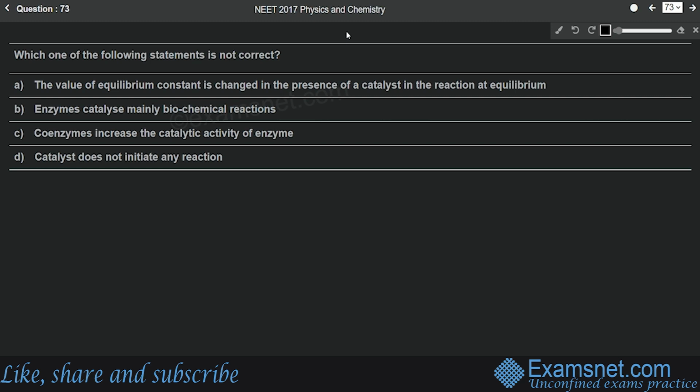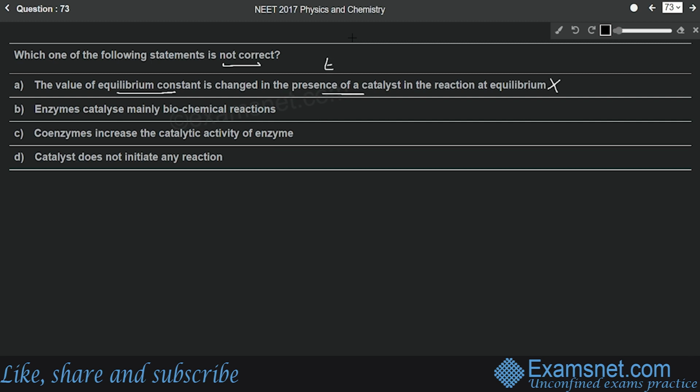Question number 73 is related to surface chemistry as well as equilibrium. And the question is, which one of the following statements is not correct? So here also we have to find the incorrect statement. First statement says the value of equilibrium constant is changed in the presence of catalyst in the reaction at equilibrium. Now the first statement is incorrect because we know that this equilibrium constant depends on the temperature only.